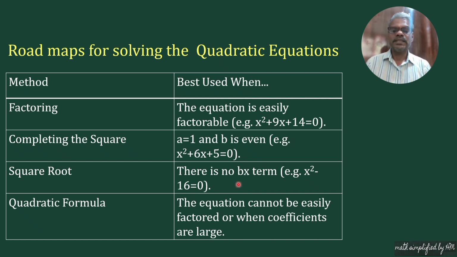Square root: there is no bx term. Example: x square minus 16 is equal to 0. Quadratic formula: the equation cannot be easily factorized or when coefficients are large. Out of these four, today we are going to see the factoring method.